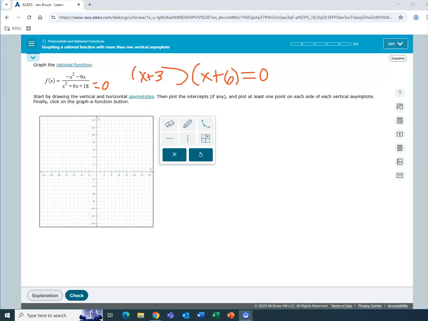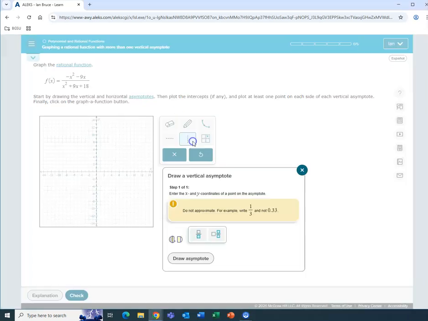And when we do that, we get our vertical asymptotes as x = -3 and x = -6. So we can go ahead and click on the vertical asymptote button and type in -3 as our x, and then just put 0 for the y for our first vertical asymptote, and then our second vertical asymptote would be -6, 0. And that will be our second one.